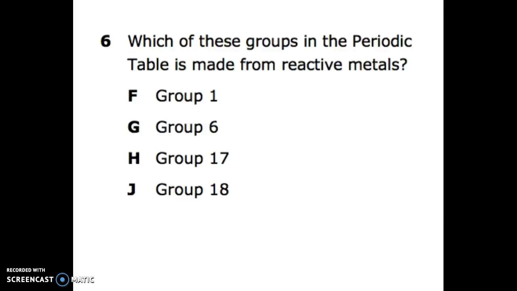Number 6. Which of these groups in the periodic table is made from reactive metals? F. Group 1, G. Group 6, H. Group 17, J. Group 18.